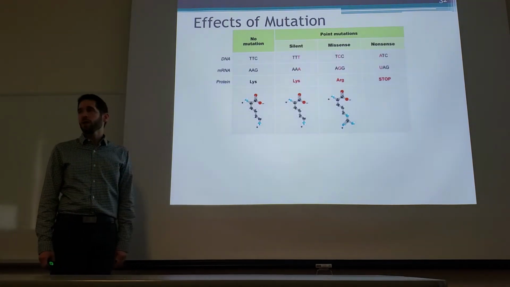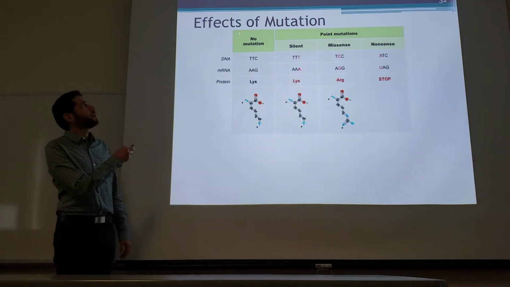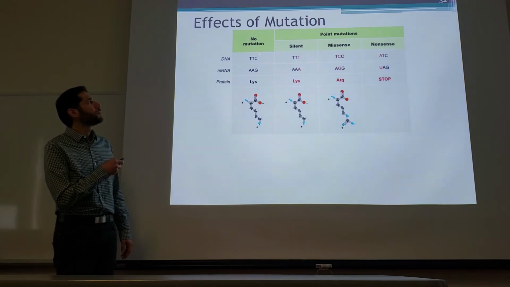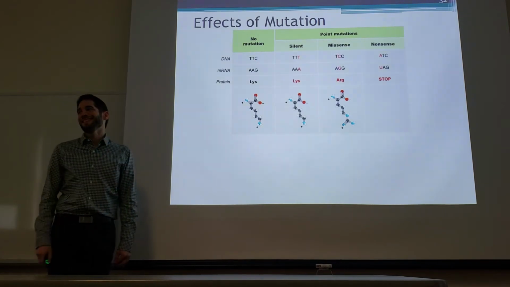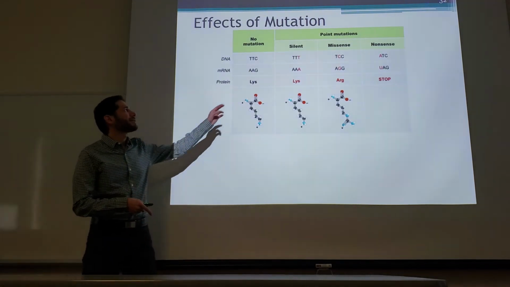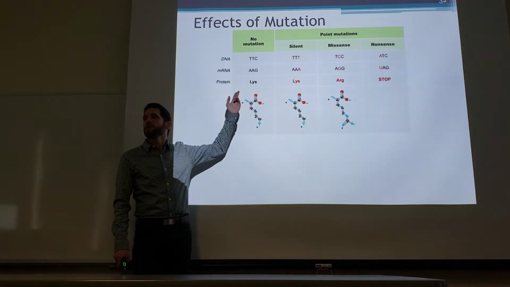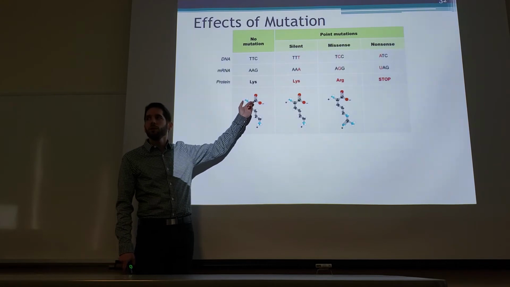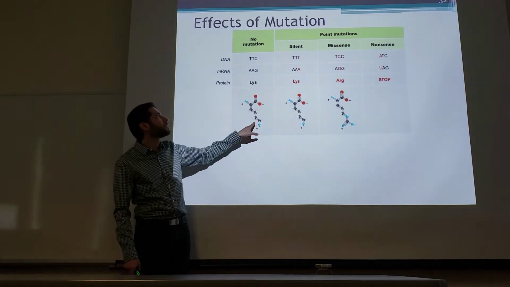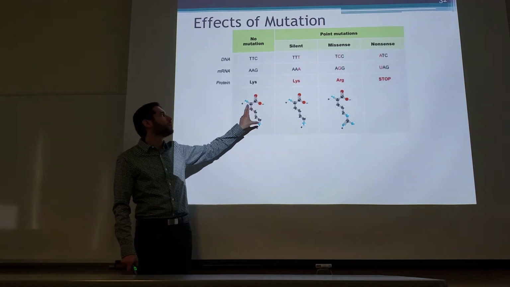So what effect will they have? Effects of mutation. First off, let's say you normally got, the DNA says TTC. The protein that matches TTC is lysine. All right? If you see a TTC in the genome, that should match lysine. That's the amino acid, sorry, not the protein, the amino acid lysine.